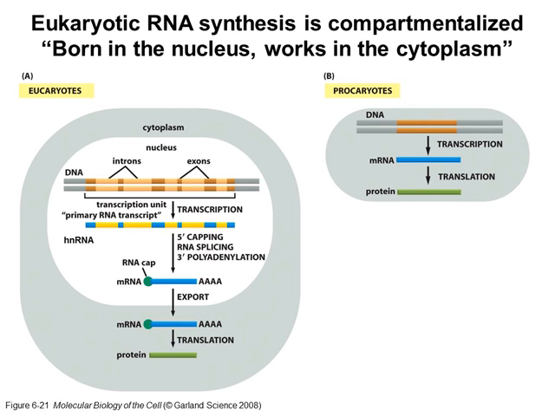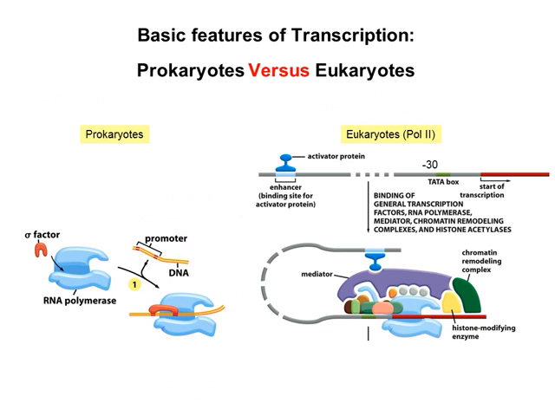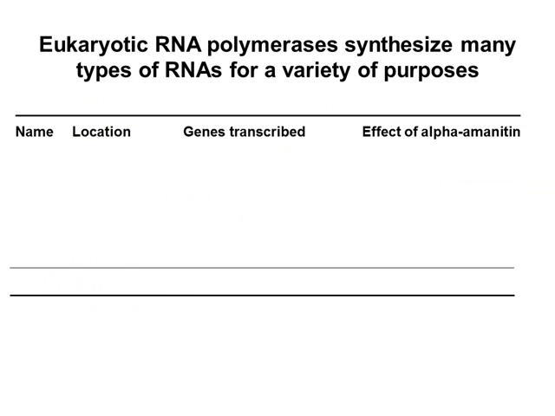Okay, so as I've already pointed out, the features of transcription are more complicated, lots more players in the eukaryote. So let's get down to it and talk about who does what, where, and how. So this is a summary table I think that'll help you keep a lot of this stuff organized. You'll want to study this table and know this.